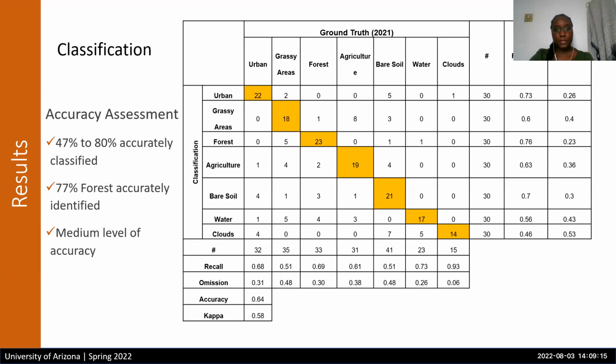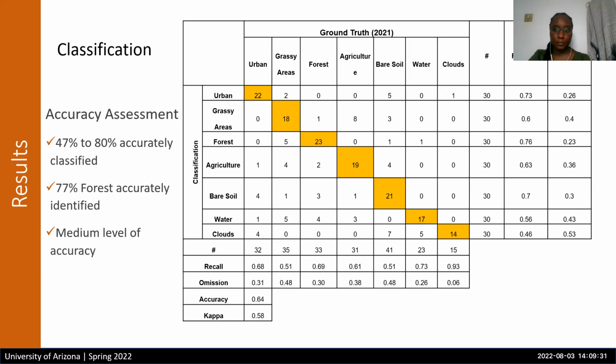Similarly, for 2021, 47 to 80% of the pixels were accurately classified. Forests, again, had the highest level of pixels being accurately classified, and the level of accuracy was 58%, similar to that for 2014.